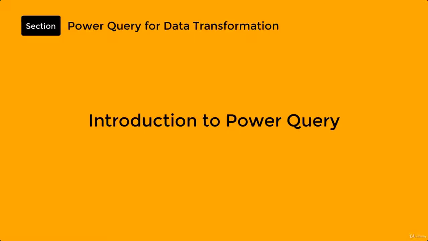In the previous section, we looked at how to connect Power BI Desktop with different types of data sources. We learned how to connect an Excel file, a CSV or text file format, a SQL Server database, and also data from the web to Power BI Desktop. In this section, we'll look at how to transform your data using Power Query.